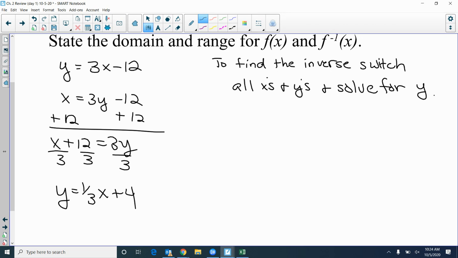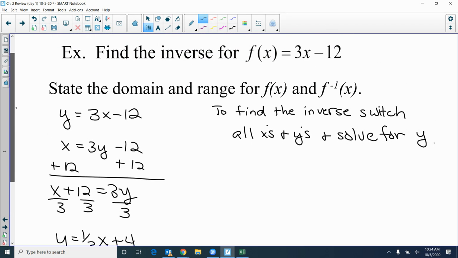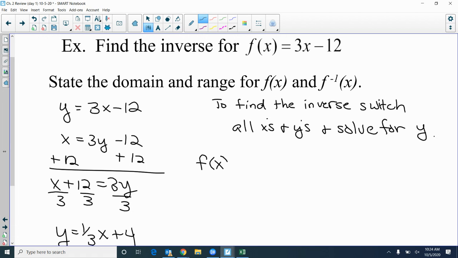1/3 x. Now, so f of x equals 3x minus 12. Now I can rewrite this as the inverse. So f inverse, what I say is 1/3 x plus 4. All right, let's see what happens. So what is f of 8? Plug in 8. What do I get? Tyler, what do I get when I plug in 8? Which one? f of x or f inverse of x? f of 8. So then f of x, 12. So I get 12.